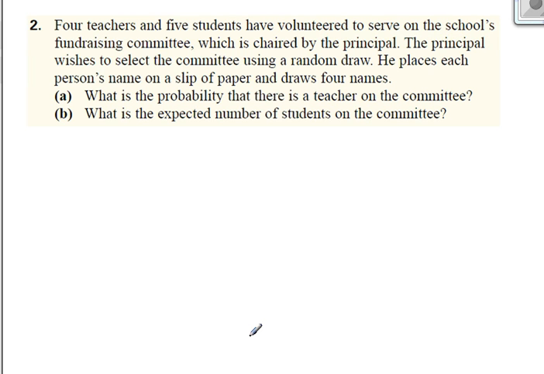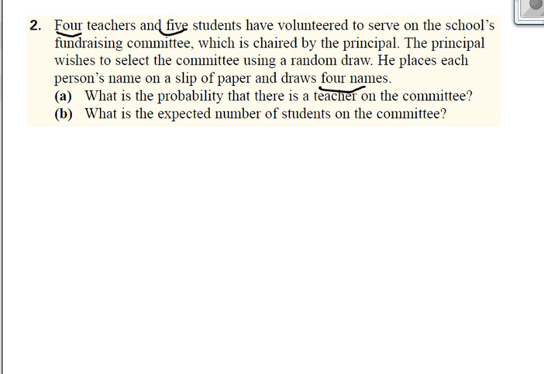It says 4 teachers and 5 students have volunteered to serve on the school's fundraising committee, which is chaired by the principal. The principal wishes to select the committee using a random draw. He places each person's name on a slip of paper and draws 4 names. So 4 names to go on a committee, and he starts with 4 teachers and 5 students. What is the probability that there is a teacher on the committee?